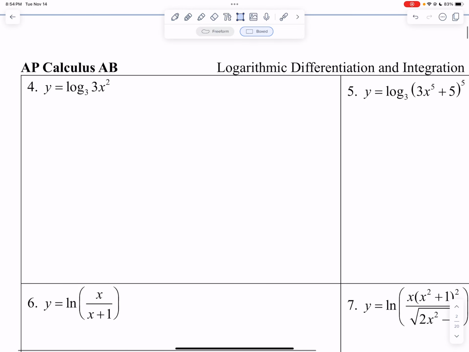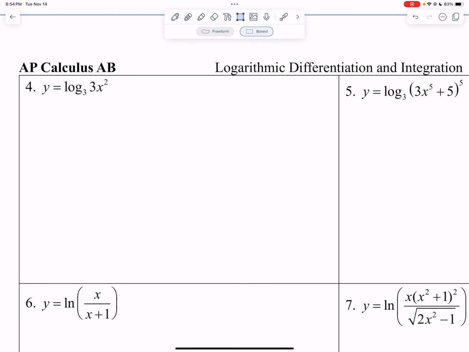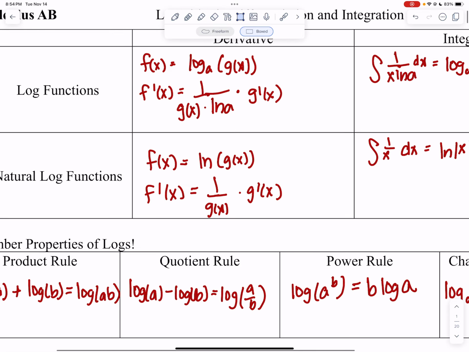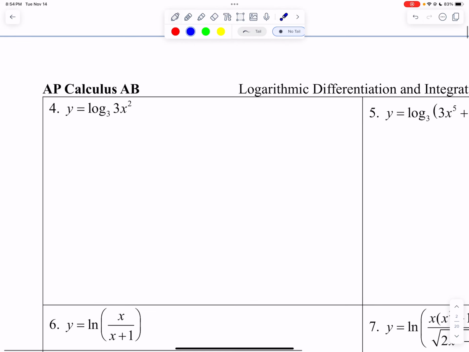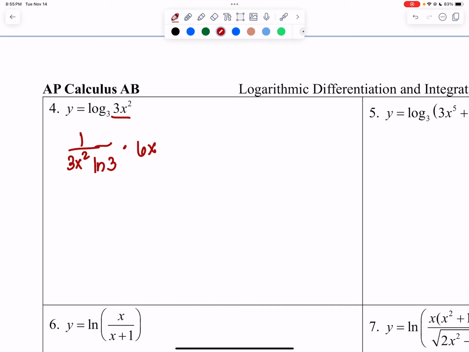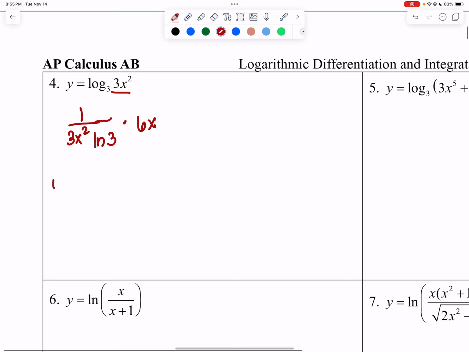All right, so for number 4, this is a log differentiation, and that is what we did right here. So what you're going to do is do 1 over whatever your inside function is. So that's going to be 3x squared. And then we are going to have ln of whatever your base is, in this case 3. And then we're going to take the derivative of your inside function. So that's going to be 6x. Hopefully you could clean this up a little bit with the 6x over 3x squared. So you're going to get 2 over x ln of 3.